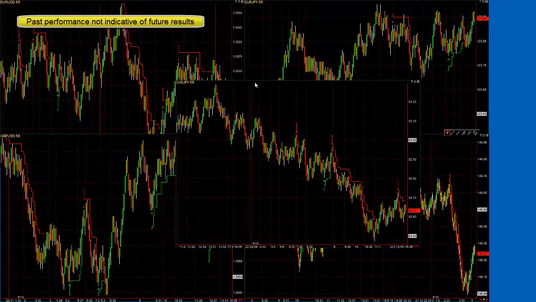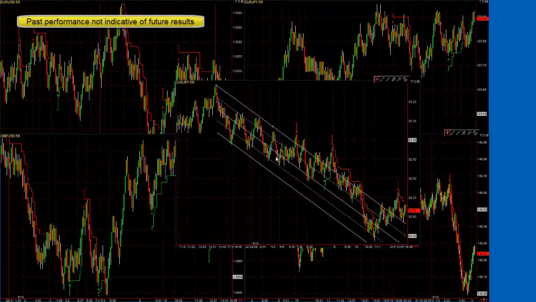Here's the CAD yen, small win right here, a buy here, that was a small win, short. And again, this looks like another one that the trend channels would have really helped you find some areas to potentially get in.